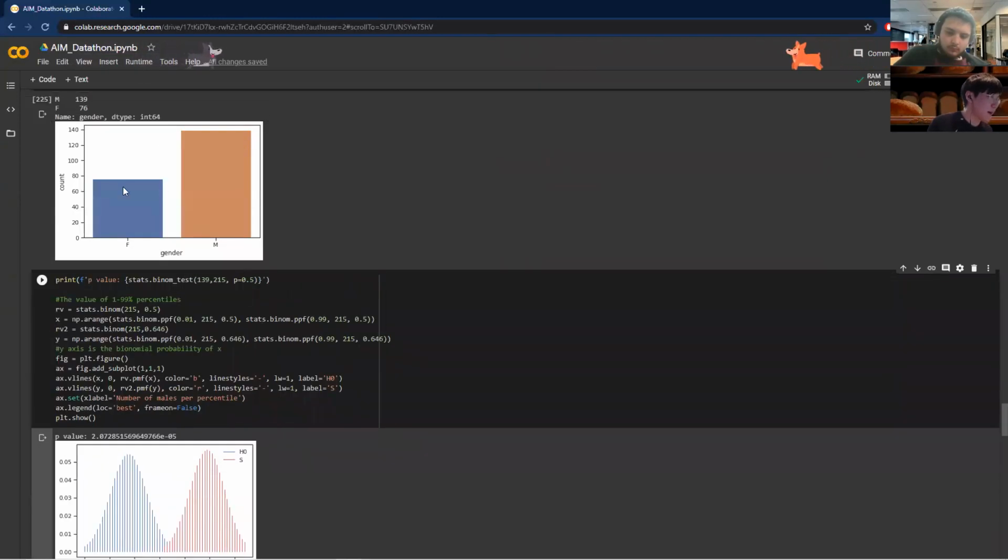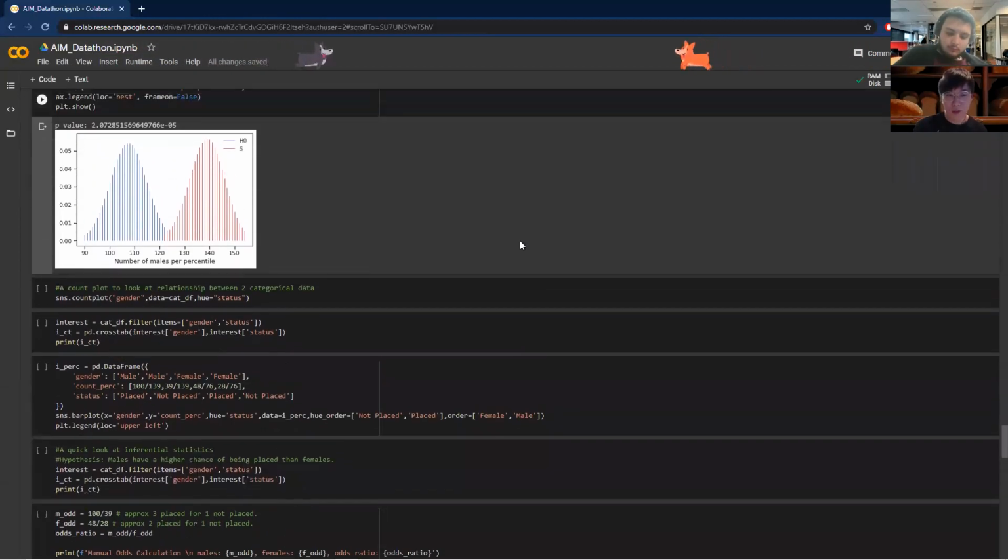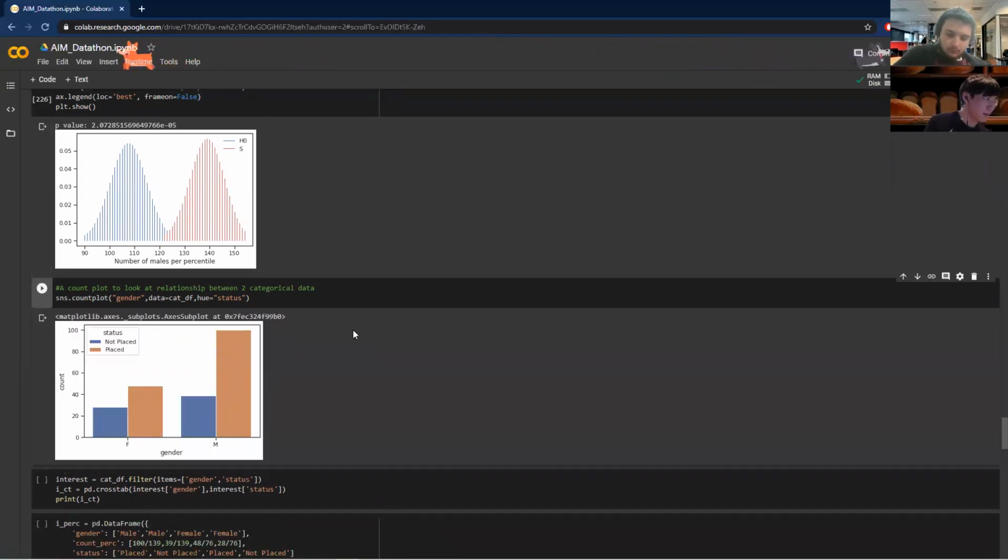But say we have this gender variable, and now we want to compare it to some other variables. We're keeping with categorical data here, so now we're just going to be looking at status. If you remember, status is whether they got a job or not. So I've done a quick count plot again to look at the count of females who got a job, didn't get a job, and males who got a job and didn't get a job.